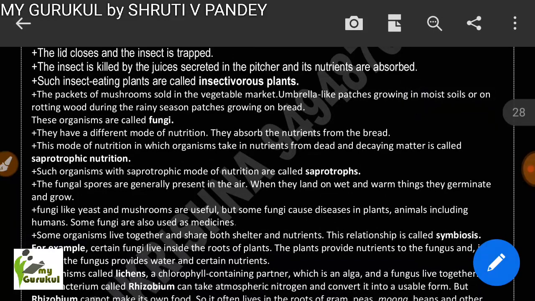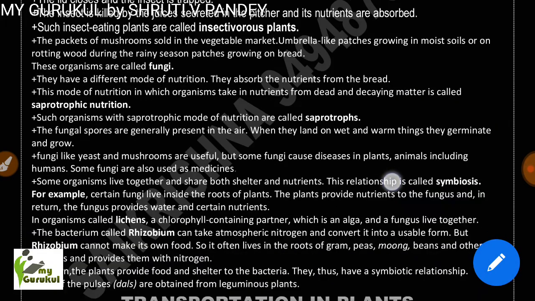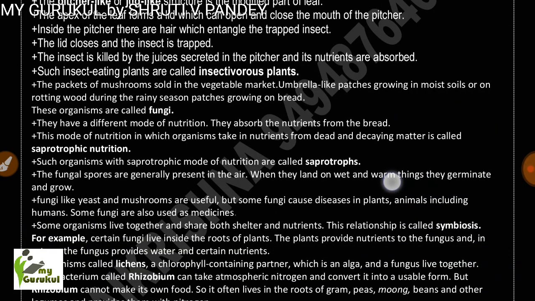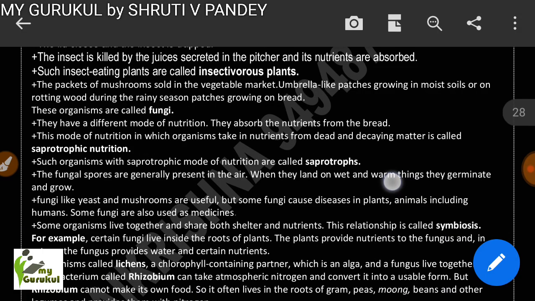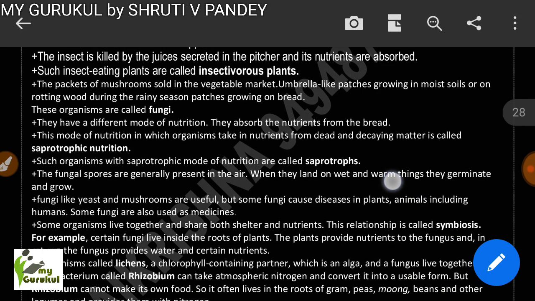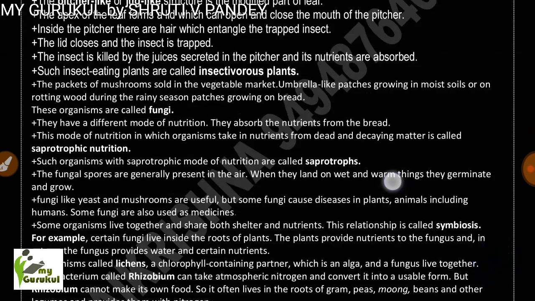The packets of mushrooms sold in the vegetable market, umbrella-like patches growing in moist soils or on rotting wood during the rainy season.